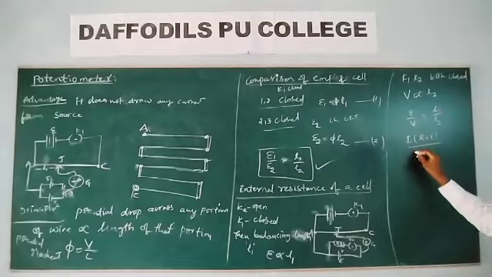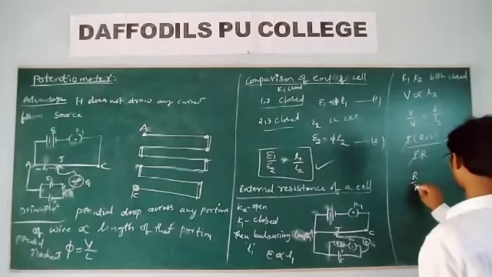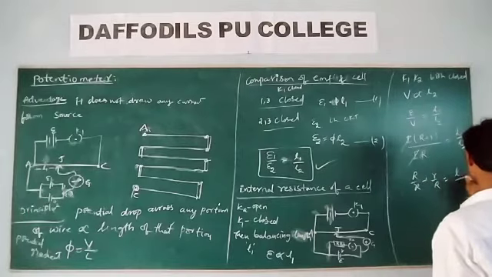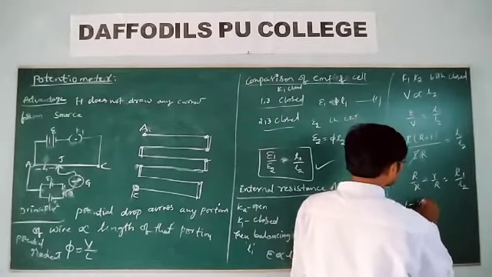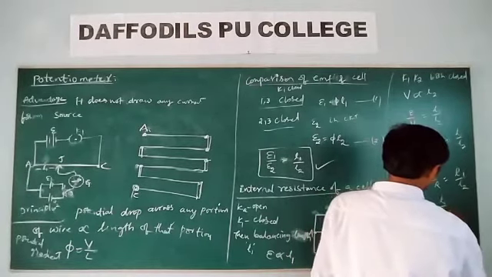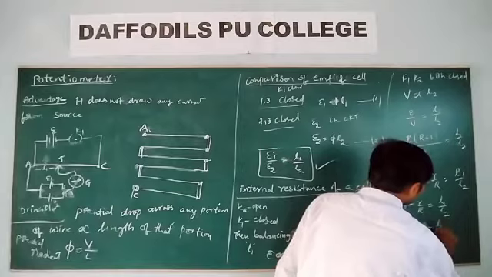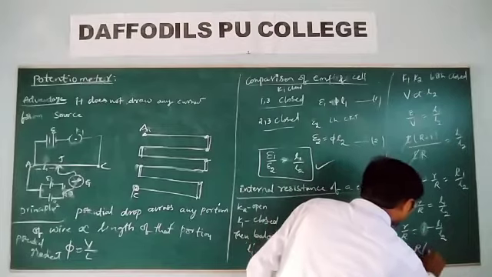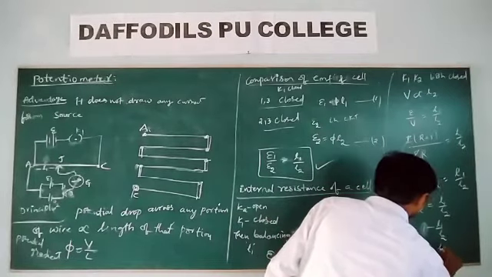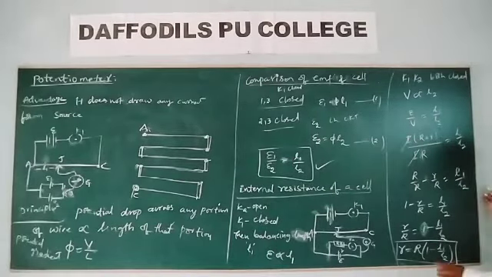Whereas, when the potential is dropped, V is equal to L1 by L. I and I cancel. Now, r by R plus r by R is equal to L1 by L2. Then 1 minus r by R is equal to L1 by L2. So that r by R is equal to (L1 minus L2) by L2, small r by capital R. Therefore, r is equal to R into (1 minus L1 by L2).